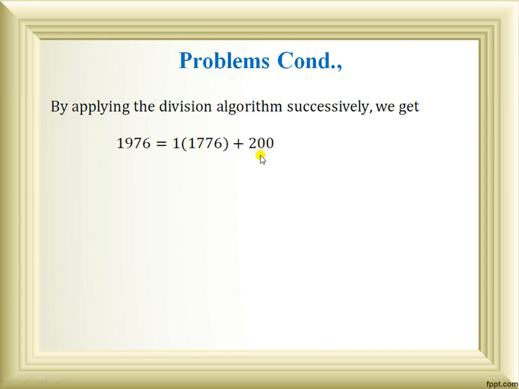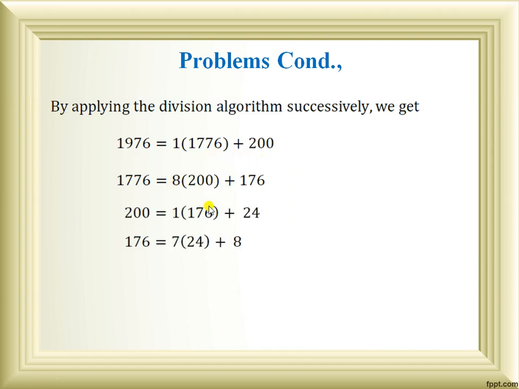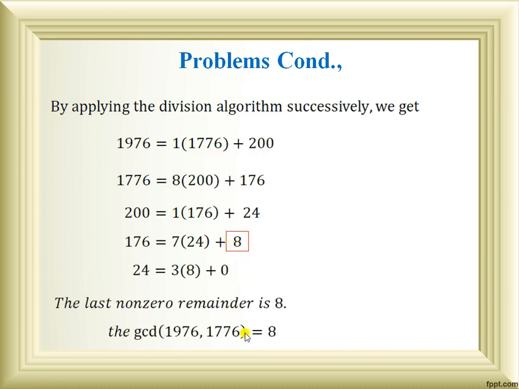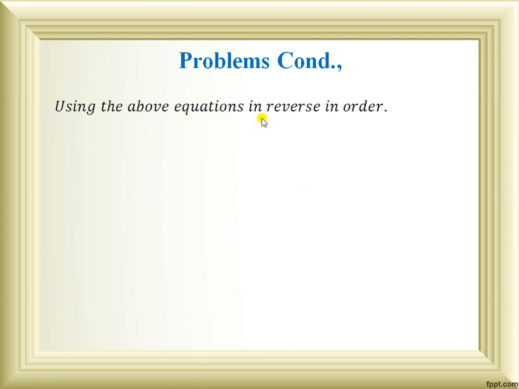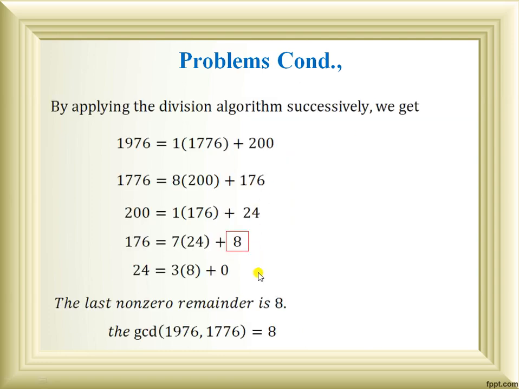In the previous slide we have this. Continuing the successive process until we get the zero remainder, here 8 is the last non-zero remainder. So 8 is the GCD of these particular numbers. Now we need to write the given two numbers as a linear combination. For that, we use the above equations in the reverse order. So for finding the GCD we followed some steps, and now we are going to follow the reverse order.